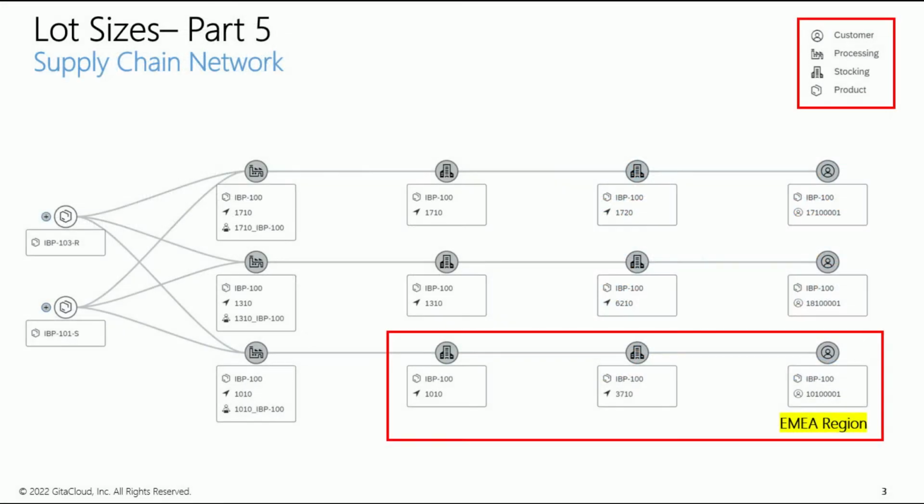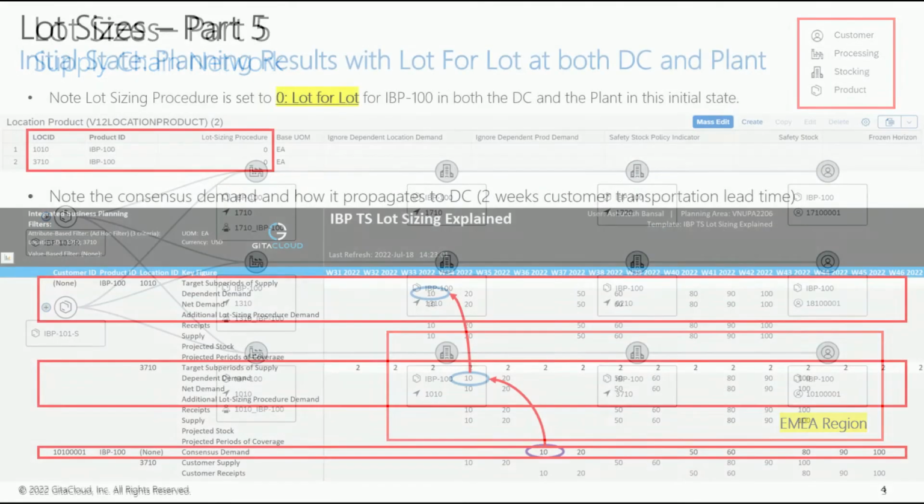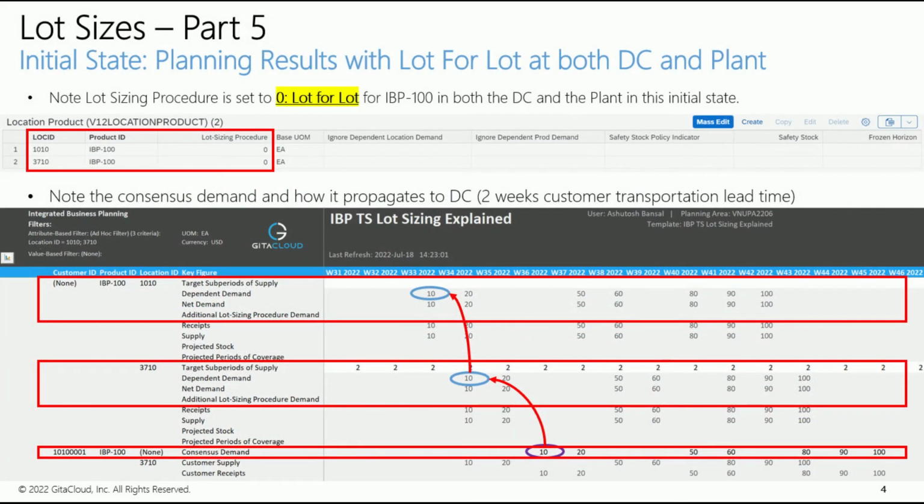We will focus back on the finished good IBP 100 and its supply chain network for EMEA region customers. Plant 1010 replenishes Distribution Center 3710, which ships product to customers in the EMEA region. We plan with lot for lot at both the DC and the plant in this initial state.